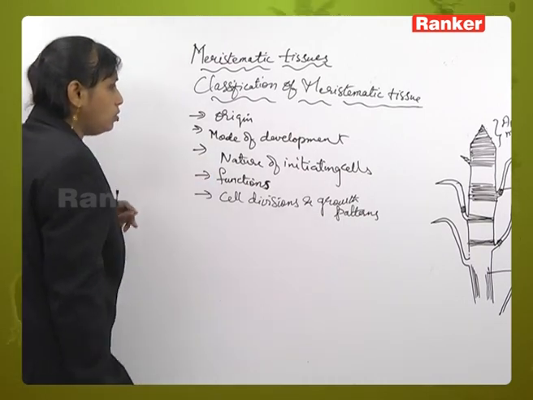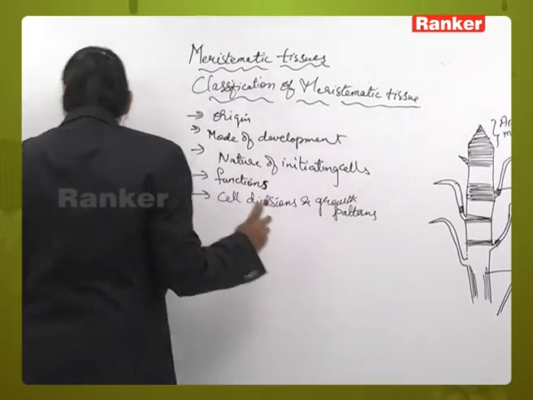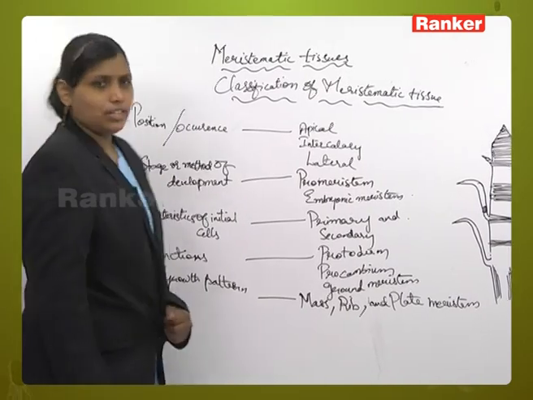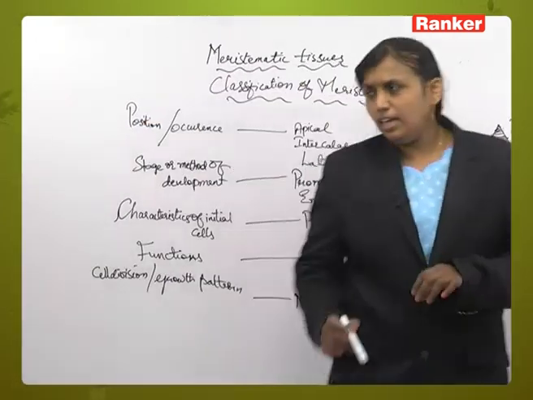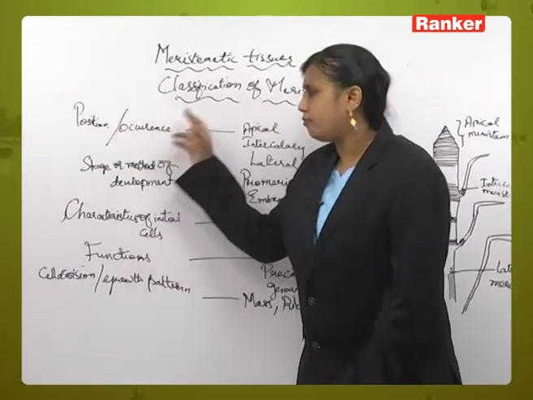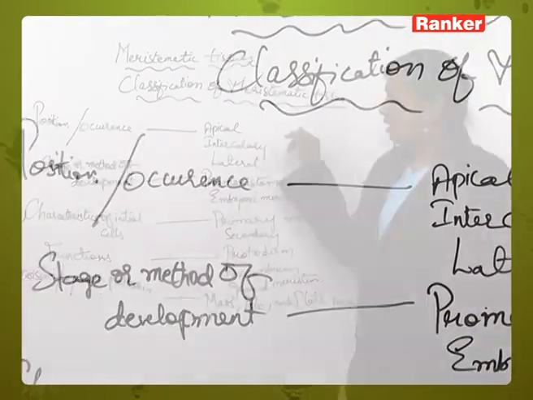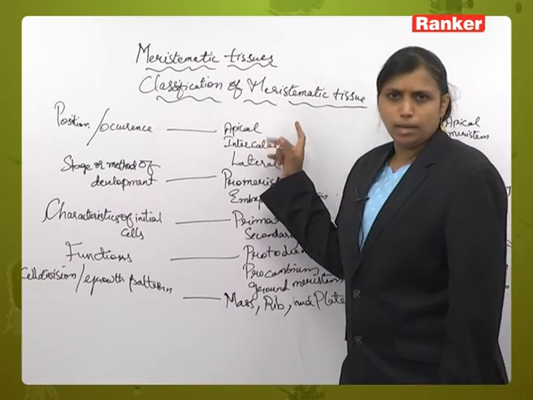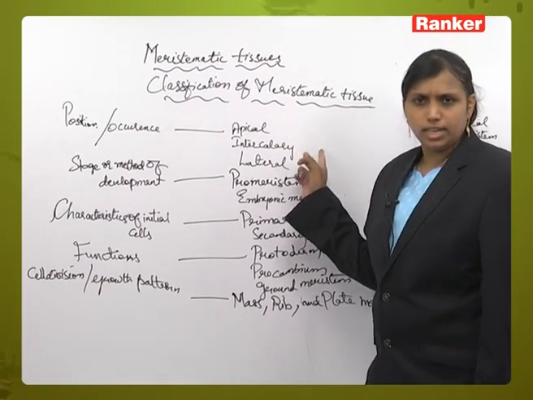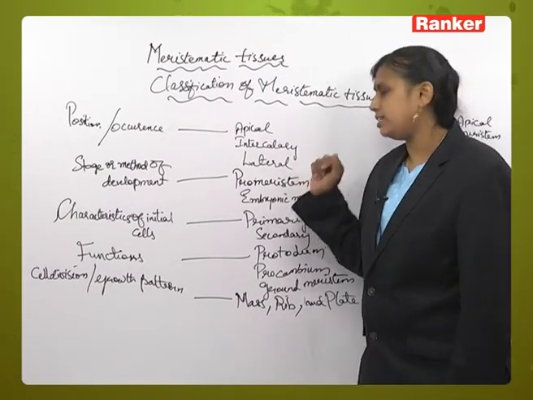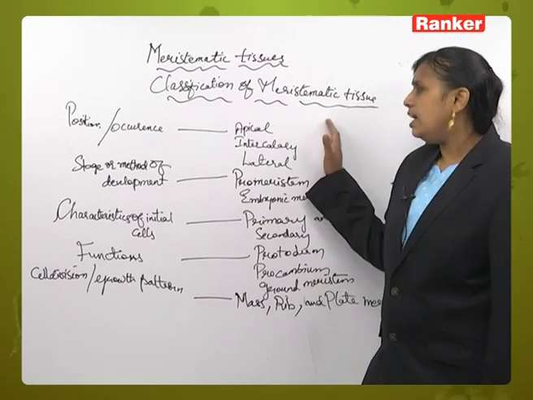Now, when we come to the position or occurrence, as we said, the classification of meristematic tissue, we will be talking about the meristematic tissue on the basis of position or occurrence. There are three types. If the meristems are at the apical position, apical meristems; at intercalary position, intercalary meristem; and if it is a lateral position, it is called lateral meristem.